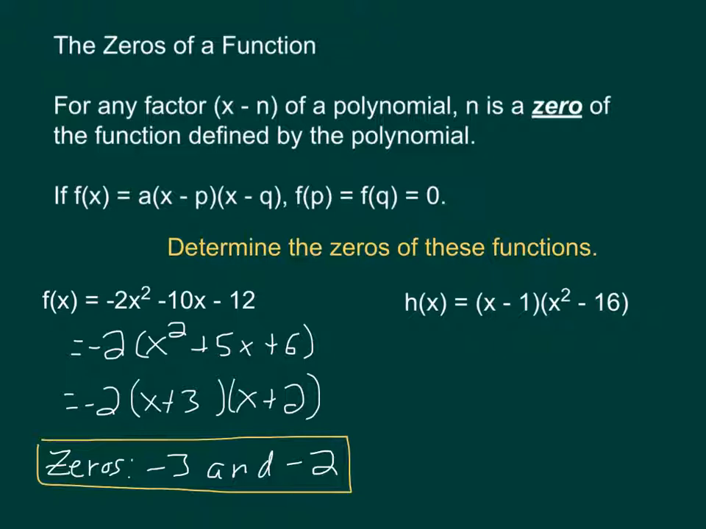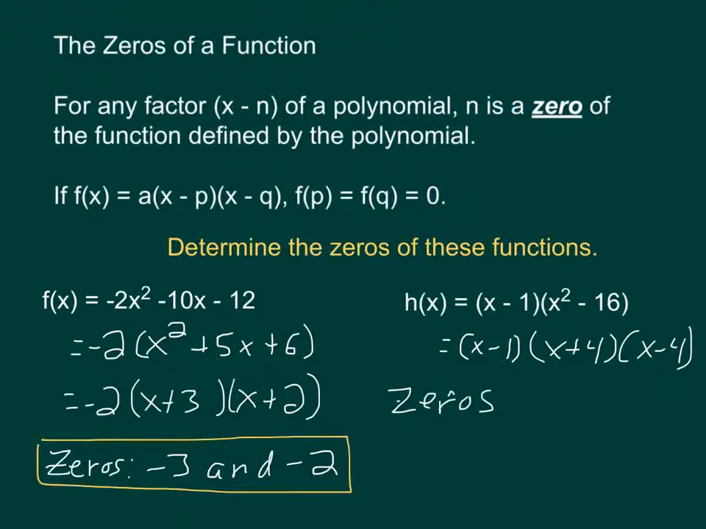All right, so looking at the second one, h of x equals x minus 1 times x squared minus 16. I actually noticed that it's already almost in intercept form, and I think I could factor it a little bit further. The x minus 1 is going to stay, but x squared minus 16 is a difference of squares. So I could write that as x plus 4, x minus 4. And from that, I'm actually going to end up getting 3 zeros.